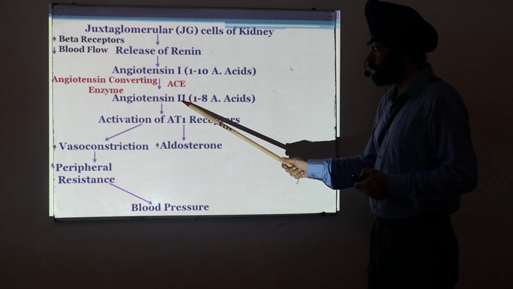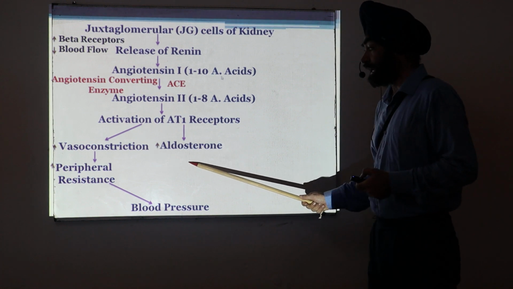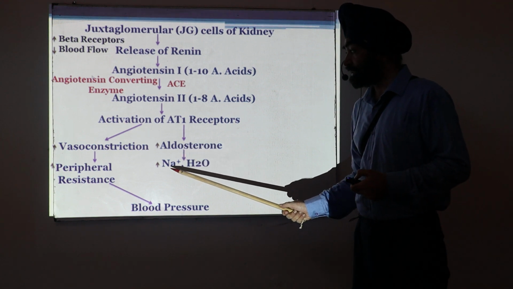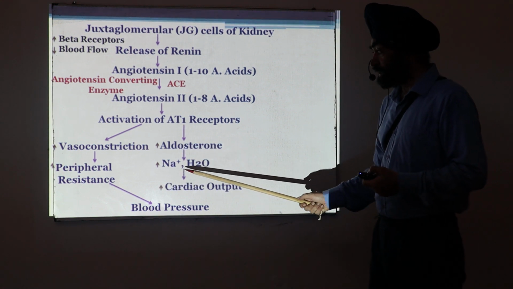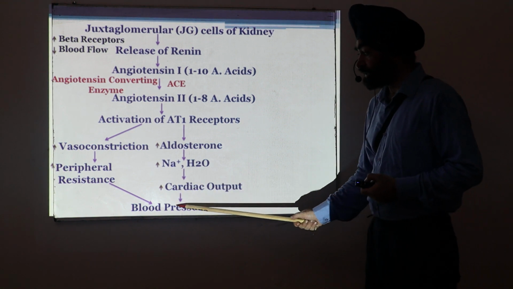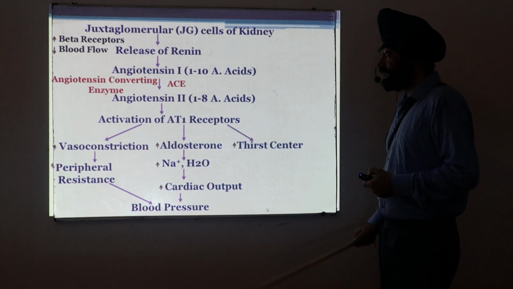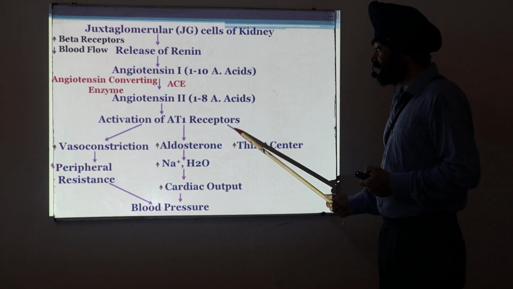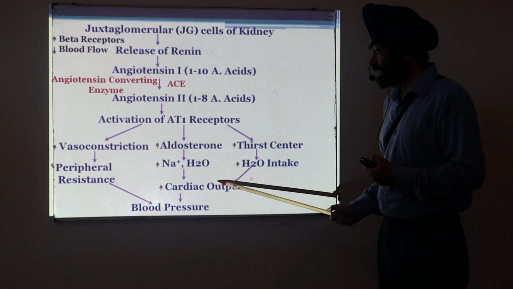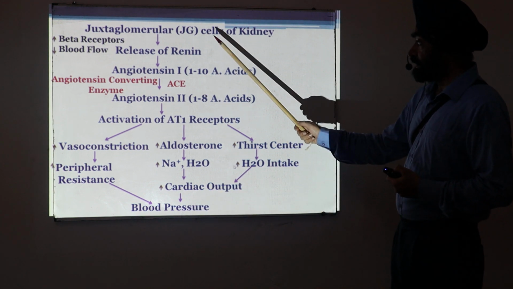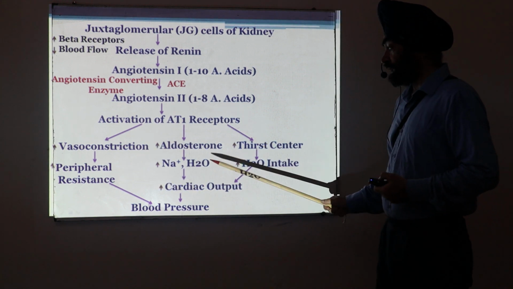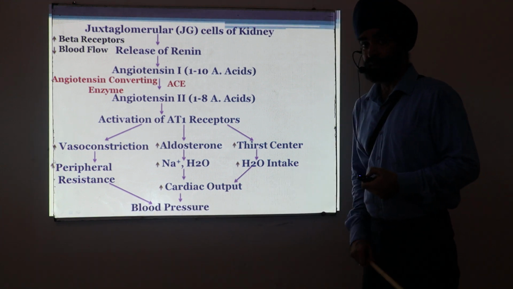Similarly, angiotensin 2 leads to the release of the hormone aldosterone from the adrenal gland. This aldosterone increases sodium and water retention. Because of this retention, there is an increase in cardiac output, and this cardiac output leads to an increase in blood pressure. Another thing, these receptors lead to activation of the thirst center. More water intake occurs, and as a result there is an increase in cardiac output, so blood pressure. So you can see angiotensin 2, through the increase in peripheral resistance and through cardiac output, produces the increase in blood pressure.